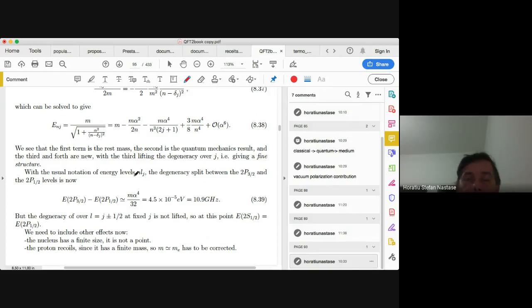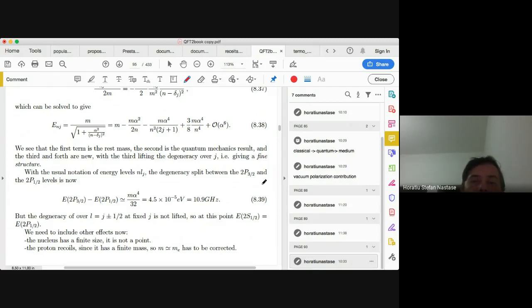Sorry, yeah, I messed up. So the usual notation of energy level is nLj, right? I'm sorry, I said something stupid before. So the object before this is n, then p means L equal to 1, and the subindex 3/2 means j equal to 3/2.